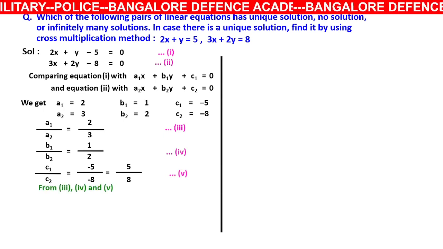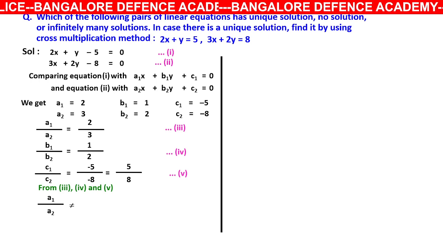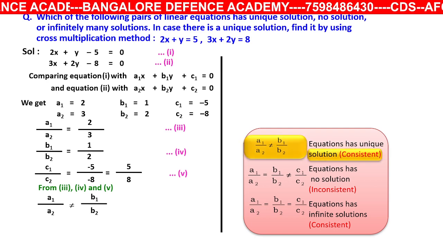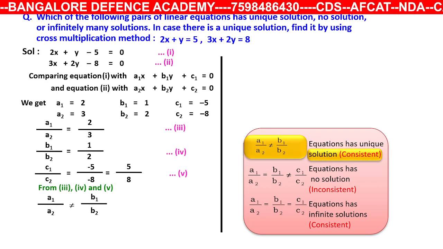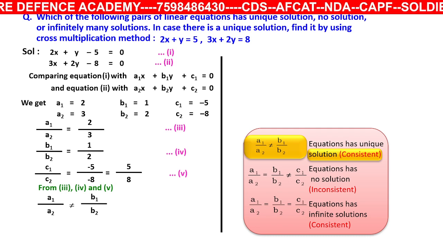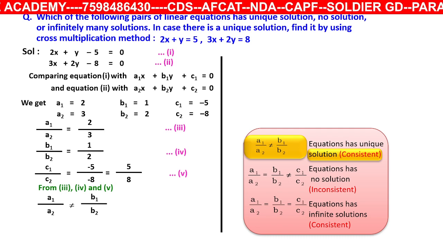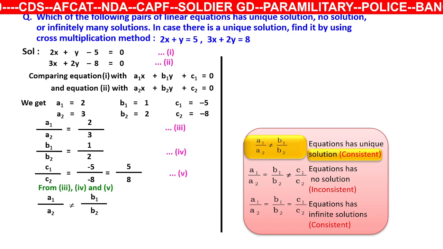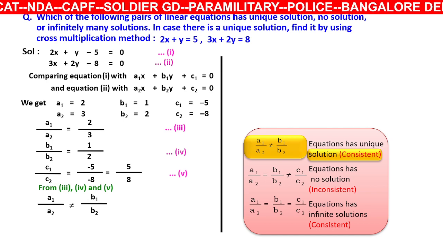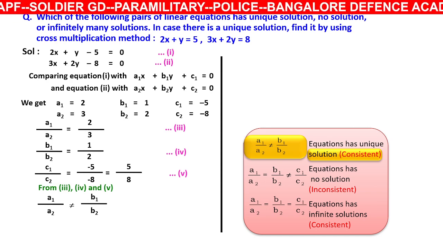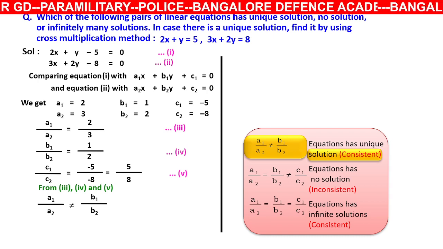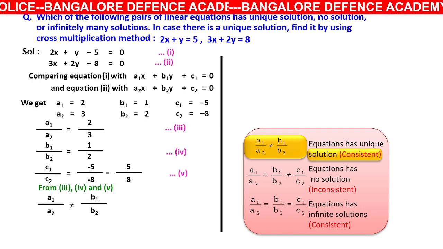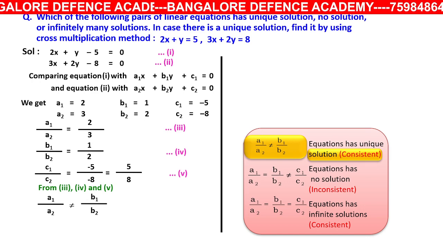Now you have to check the conditions from 3, 4 and 5. a1 by a2 is not equal to b1 by b2. So these are the three conditions that you have to keep in mind. Okay, on the right side you can see in a tabular column I am showing you. If a1 by a2 is not equal to b1 by b2, the equation has a unique solution, consistent. Second condition, a1 by a2 is equal to b1 by b2, which is not equal to c1 by c2: the equation has no solution, that means it is inconsistent. And the third condition, if all the three ratios are equal, the equation has infinite solutions, it is consistent.